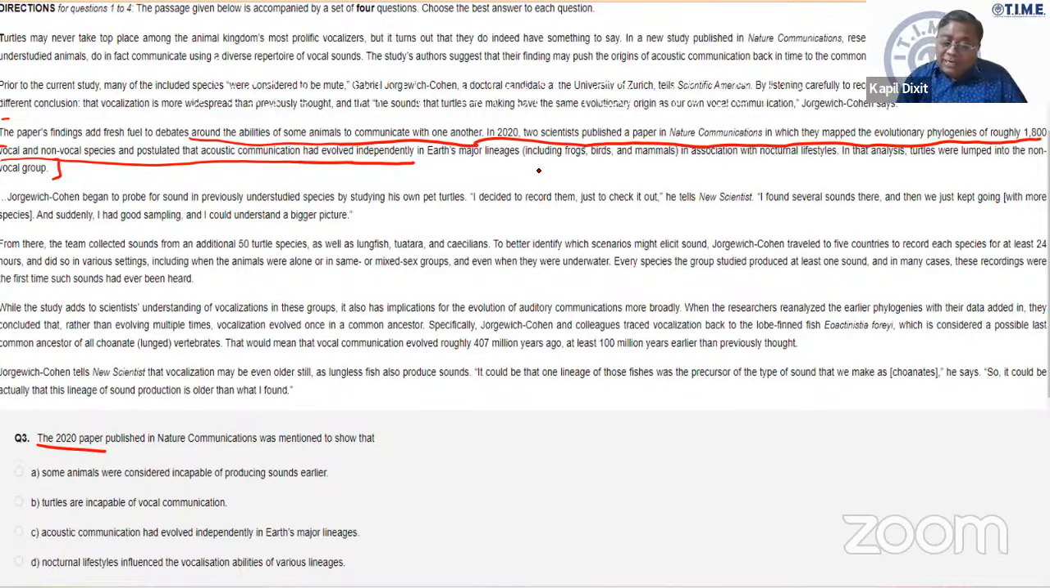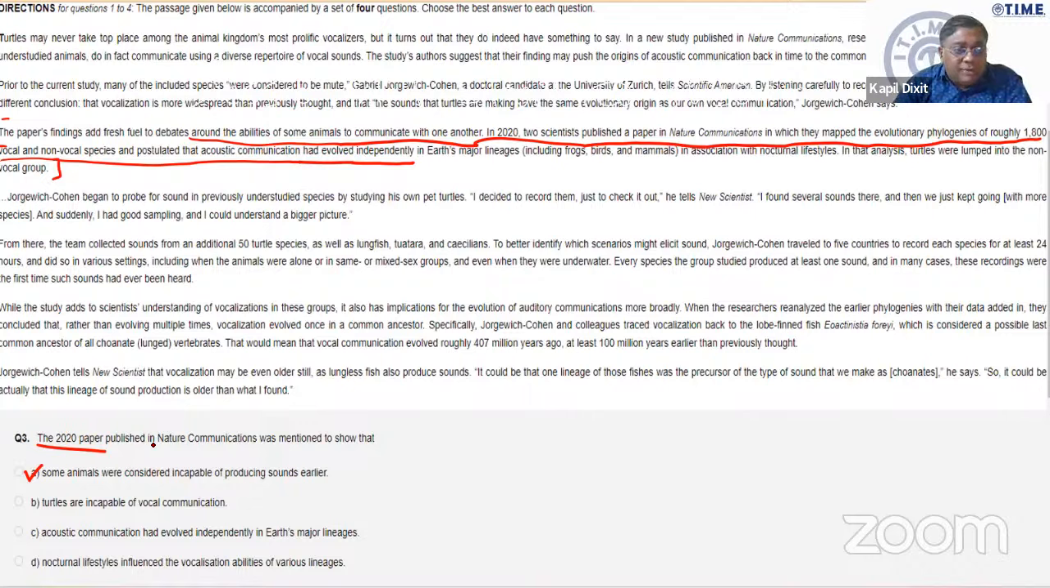Okay. So, abilities of some animals to communicate with one another. What are they looking at? The debate was on whether some animals were considered incapable of producing sounds earlier. This was the earlier part. So, are turtles incapable of vocal communication? No, it was not specifically for turtles. This was the conclusion of the 2020 study, but the author does not mention this paper to make use of this conclusion in this discussion.